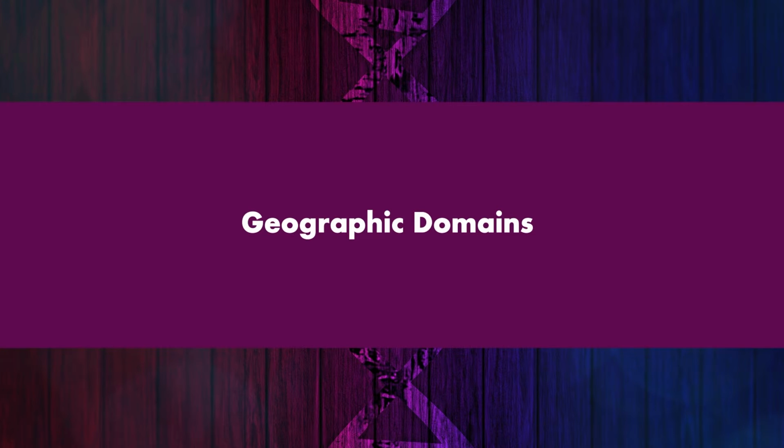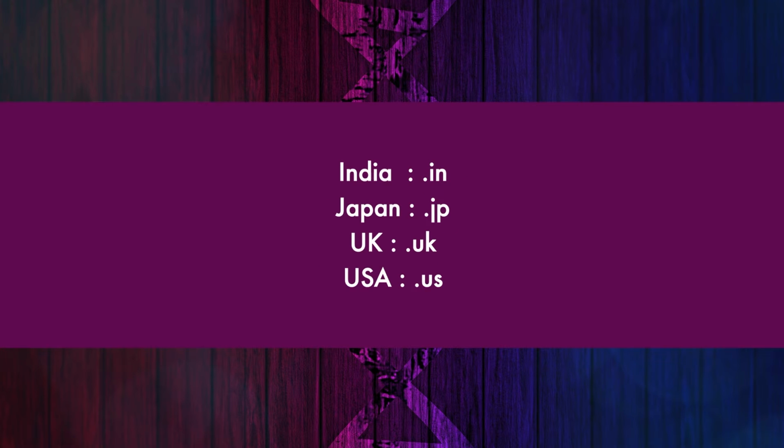Now, there are geographic domains also. Here, Australian organizations are suffixed with .au, Chinese organizations with .cn, German organizations with .de, Japanese organizations with .jp, Indian organizations with .in, UK organizations with .uk, and USA organizations with .us. Similarly, many countries have their own geographic domains on the internet addresses.